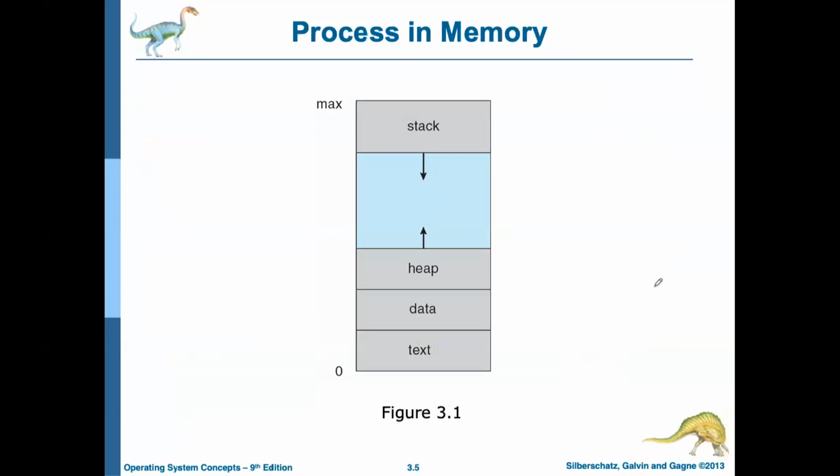So here is the example in figure 3.1, an example of a process in memory. Here there is a 0 to the maximum, which is the address of the memory. The maximum depends on how big your memory is. We will put them in a stack like this.